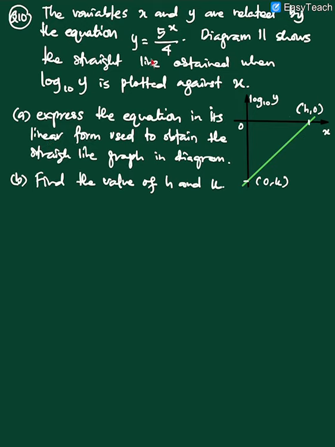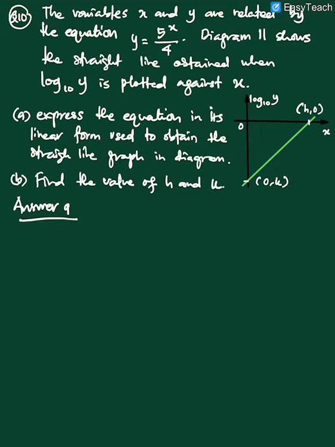So that means you have to make the equation y equals 5 power of x over 4 into linear form. The second one, (b), find the values of h and k. This is your h, the x-intercept, and your k is the y-intercept. Okay, are you ready? So let's learn how to answer this question. First, we want to answer question (a).